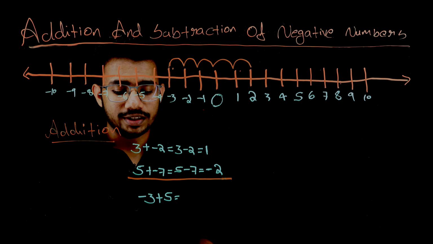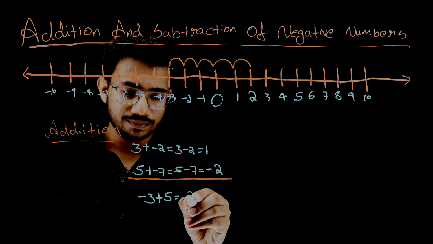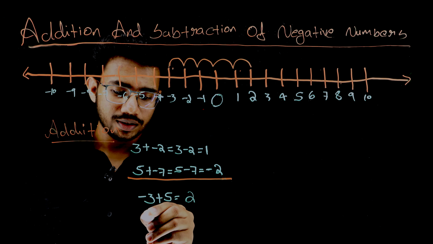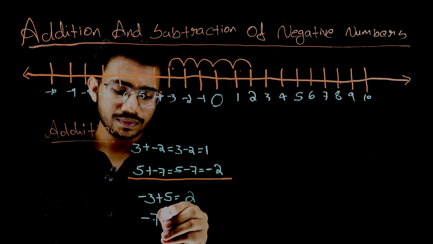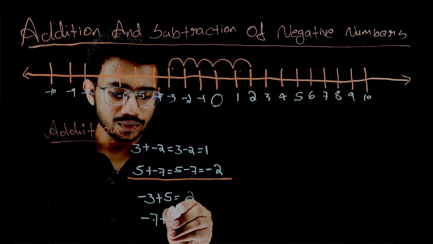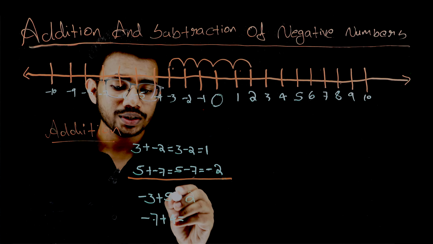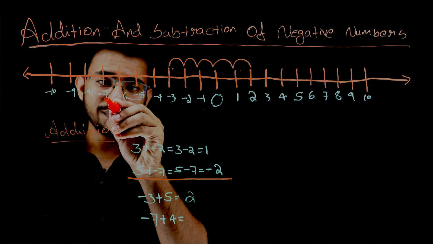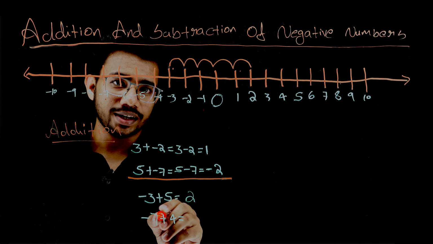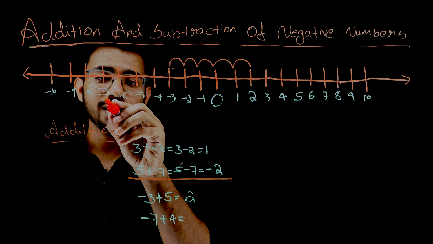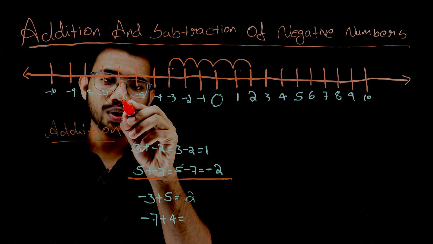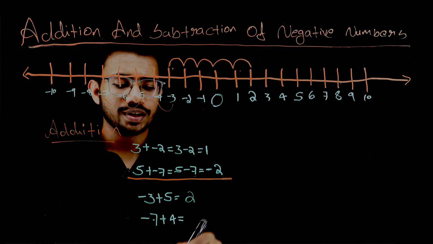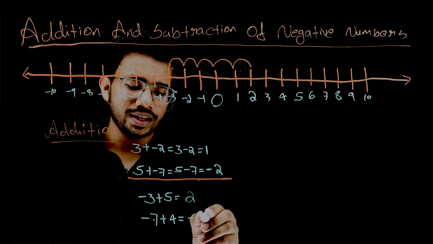And thus I'm getting the answer as 2 itself. One more example. Let's say I need to do -7 plus 4. Here also the same logic: I'm standing on -7 and I'm adding, so I should be moving towards the right side, 4 units. 1, 2, 3, 4. And in that case, I will be having -3 as the answer.